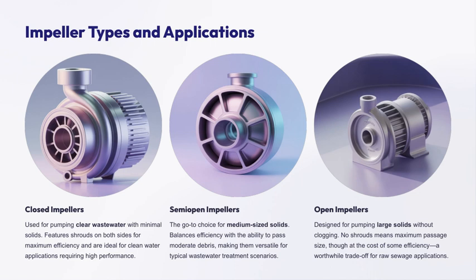Finally, open impellers are designed specifically for pumping large solids without clogging. Since they lack shrouds, they have maximum passage size, which is a major advantage when dealing with raw sewage. The trade-off is a slight reduction in efficiency, but in this case, that's a worthwhile compromise for handling raw, unprocessed waste. Understanding these types helps us select the right impeller for each specific application, ensuring optimal performance across the board.